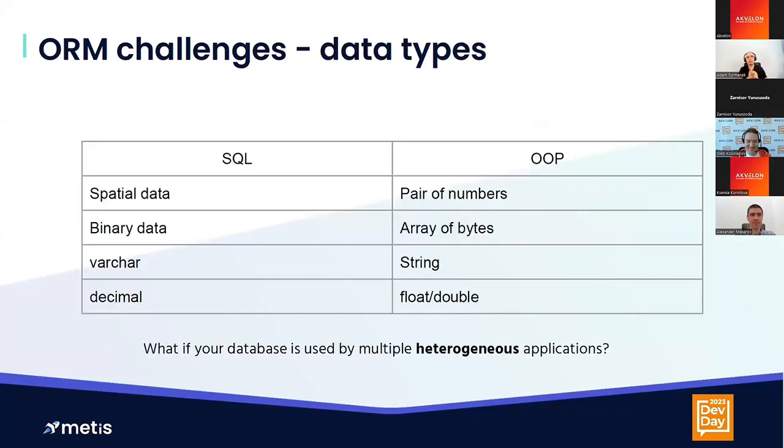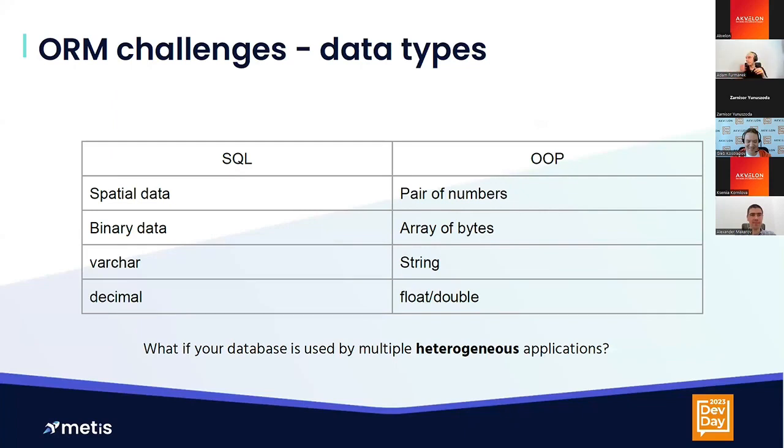The other thing when it comes to impedance mismatch is data types. Simple as that. How do we represent a thing that is common in SQL engines, that is spatial data? Spatial data, so basically coordinates on the globe where something is, like GPS coordinates, right? Some ORMs will be able to represent that using native SQL data types. Some ORMs will need to serialize that to a string or a pair of numbers, right? Same goes for other things, for instance, binary data.